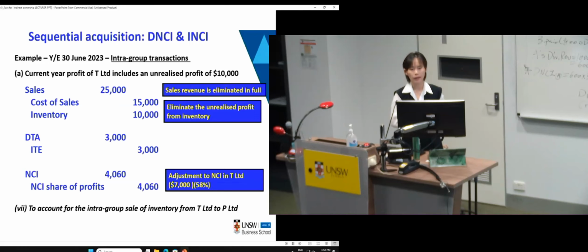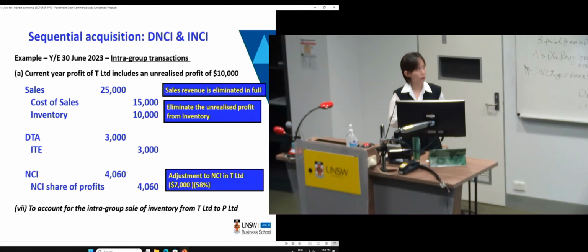Because they remain unrealized from the group perspective. No profit, no tax. Now, when we reduce group profit by 10,000, the income tax expense of the group should also decrease. 10,000 multiplied by the 30% tax rate, so ITE is reduced by 3,000. And on the debit side, you are going to recognize DTA.